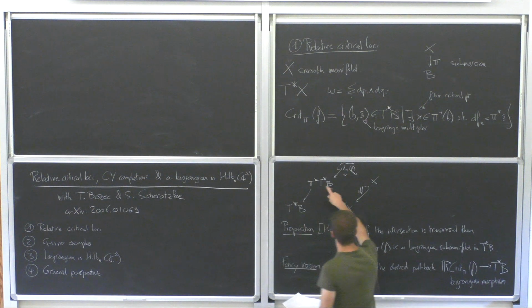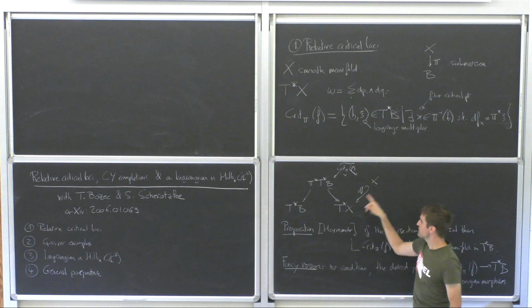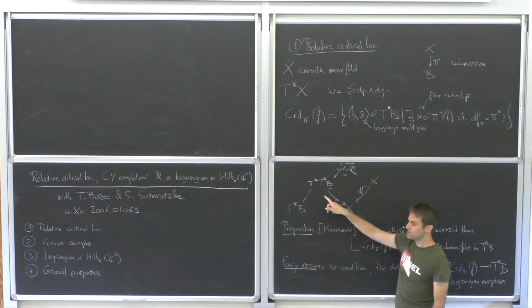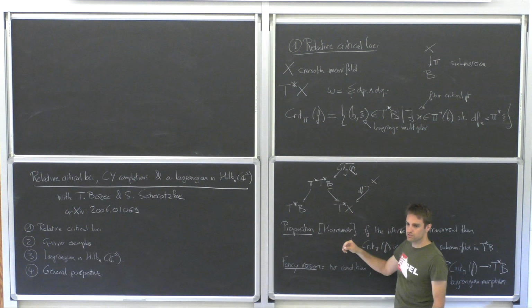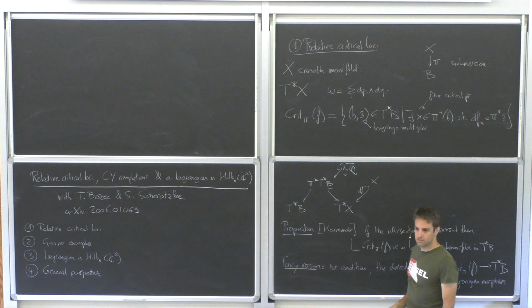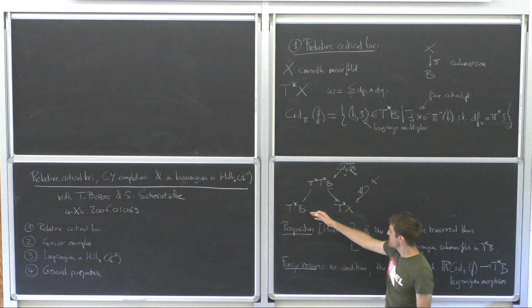The intersection of these two inside T star X, so these two things are submanifolds: pi star T star B and the graph of df in T star X, should be transversal. In this case, the image of this map is Lagrangian.